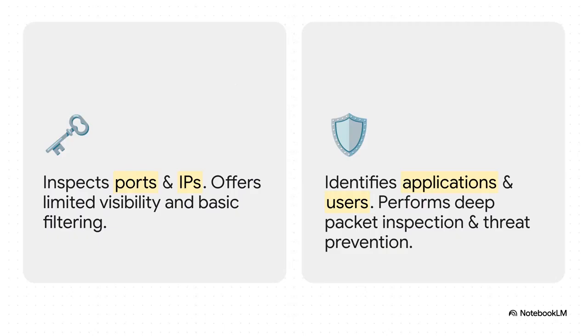Think of a traditional firewall like a bouncer who only checks your ID, that's your IP address, and which door you're using, which is the port. Pretty basic. A Palo Alto firewall, though, it's like a bouncer with superpowers. It doesn't just check your ID, it knows exactly who you are as a user and what app you're trying to use. Is it Slack or is it something malicious? It does this with deep packet inspection, literally looking inside the data to stop threats before they even happen. It's a whole different ballgame.